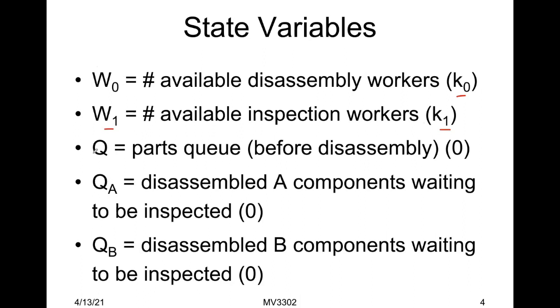Okay, so now we have three queues, though. We have the basic parts queue before disassembly. Now we have how many disassembled A components are waiting to be inspected, and the number of disassembled B components waiting to be inspected. They're all initially 0. So our model has three different queues, and we need to keep track of all that.